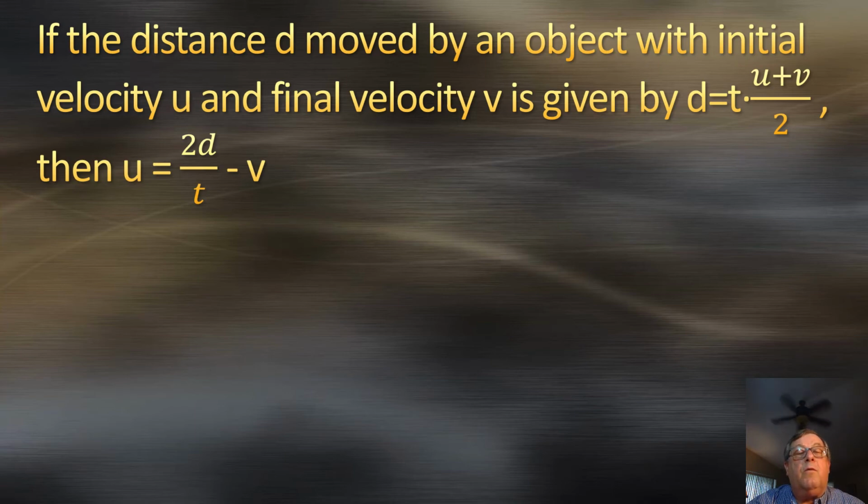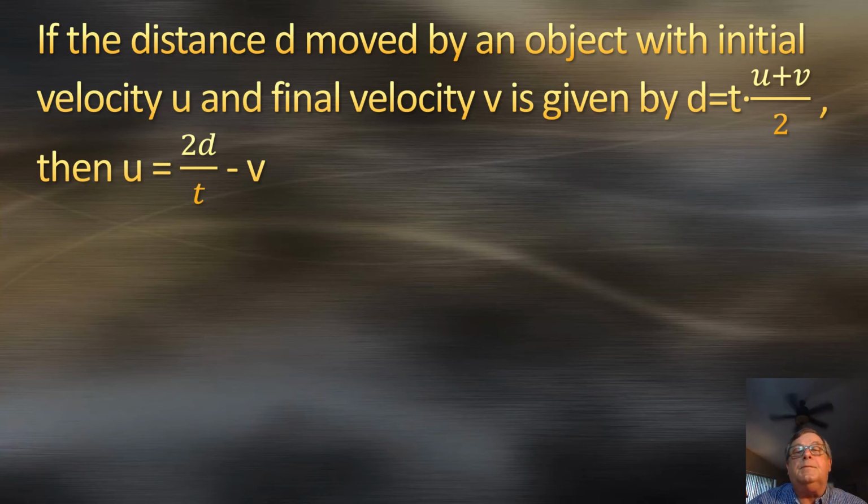Then, and this is what we want to prove, u is equal to 2d divided by t minus v. I think that's supposed to be a v right there. I may have to go back in and change that from a u to a v. No, it's minus v over here. So anyway, by the time you see it, it'll be corrected.